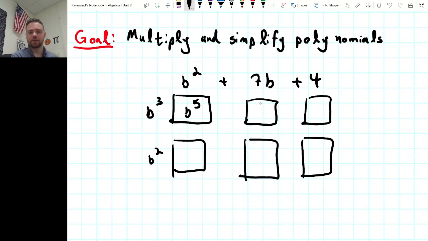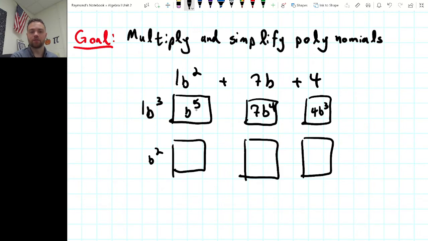So this length is 7b, and then b cubed is still my width. So 7b times b cubed is going to give me 7b to the fourth. And then the last one is going to be 4 times b cubed, which is 4b cubed. If there's no b term, you just multiply the coefficients, and in this case, the coefficient on b cubed is 1. And just to make sure you understand, the coefficient is the number in front of the variable.